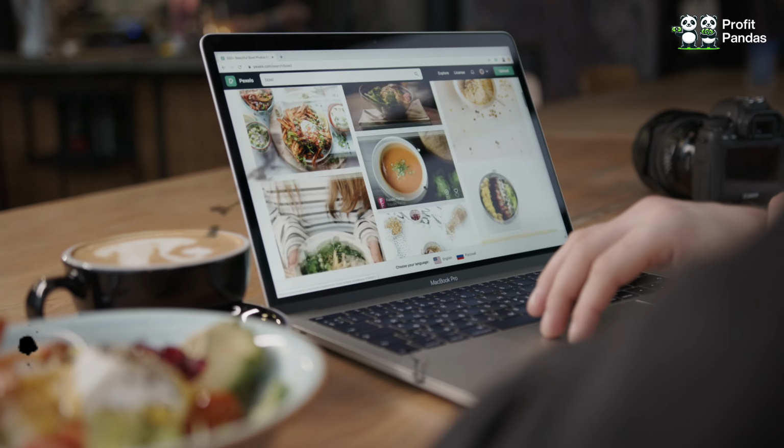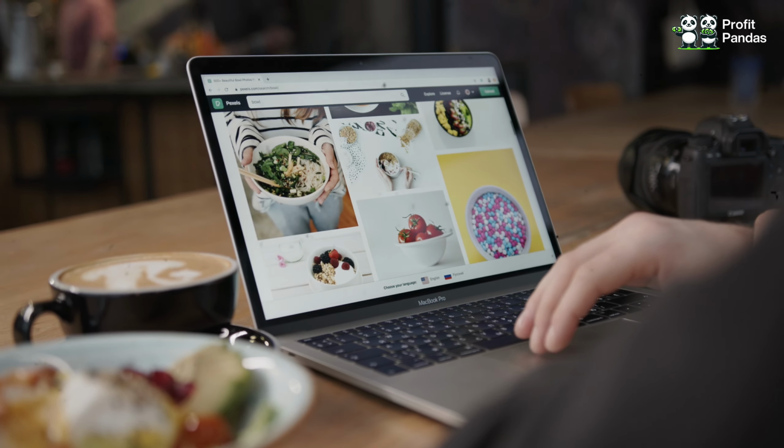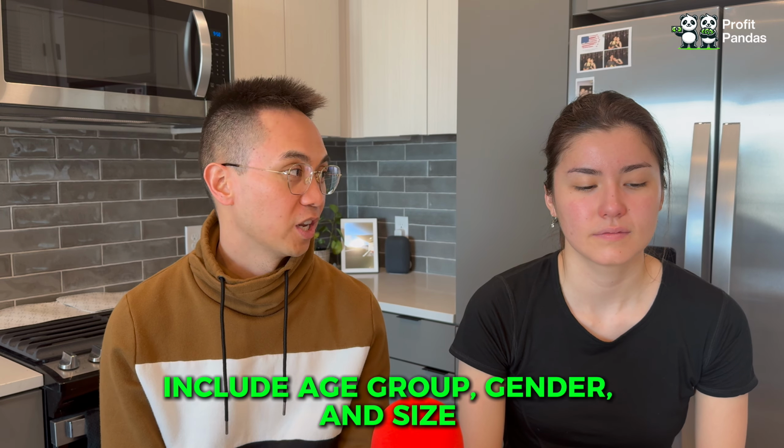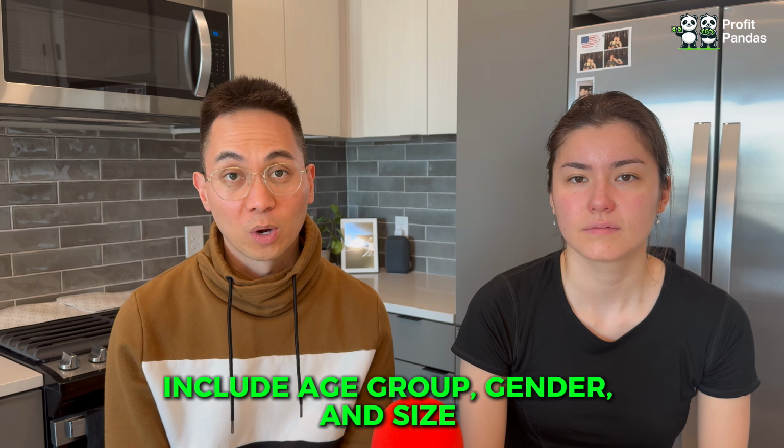All right, so now that you've optimized your titles, your descriptions, and your images, one big thing that we want to recommend is optimizing your categorization. You want to create product groups that are based on product performances and categories. Look at how each product is going and group them together in terms of how they're optimized. Include the age, the gender, and the sizes where applicable.